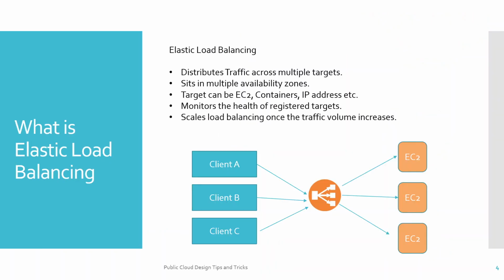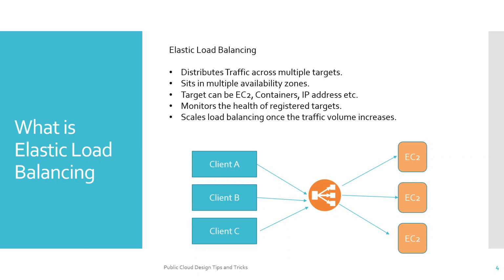Now, what is Elastic Load Balancing? Elastic Load Balancing distributes traffic across multiple targets, sitting in different availability zones. The target can be an EC2 instance, containers, IP address, etc. It monitors the health of registered targets of backend systems, and it can scale based on different traffic volume. When it gets increased, it can scale out.